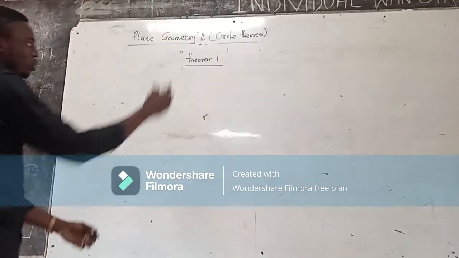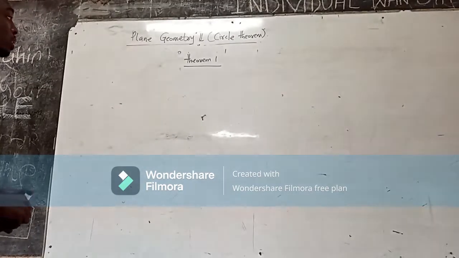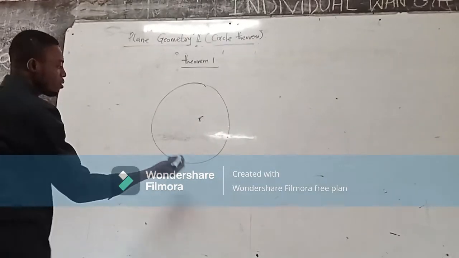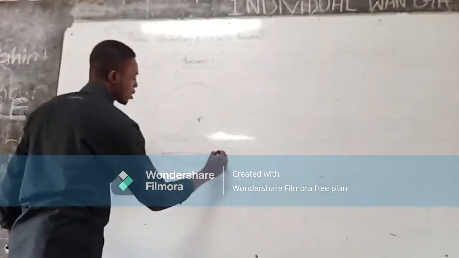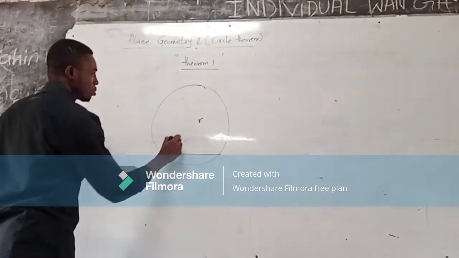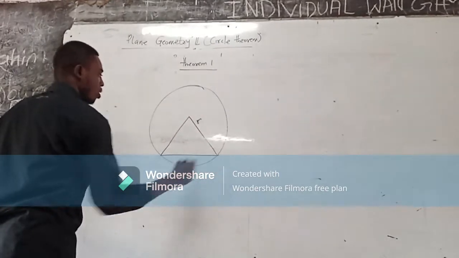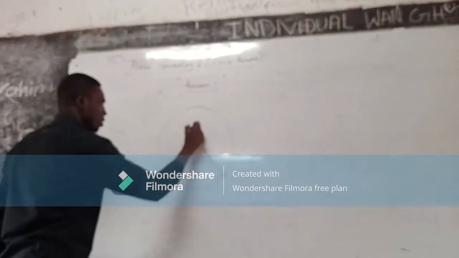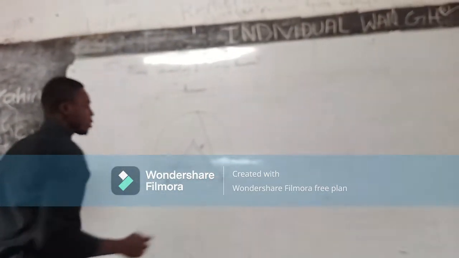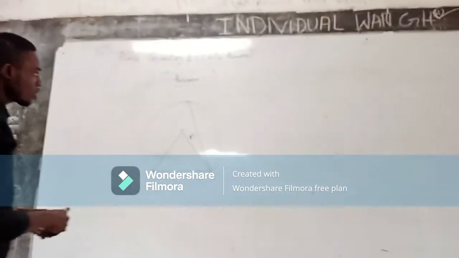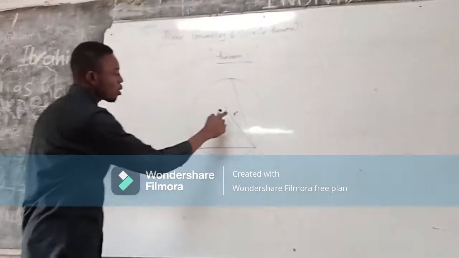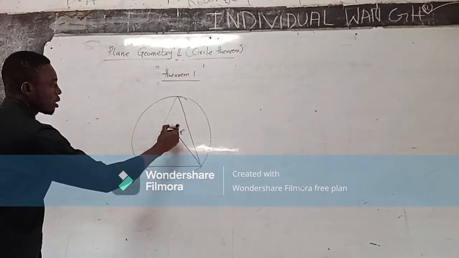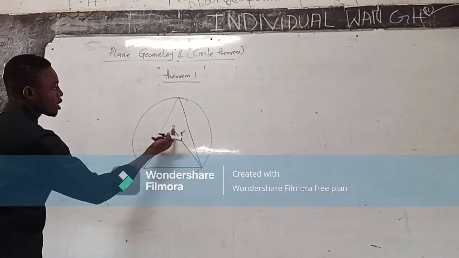Or we can call it property 1 or rule number 1. Rule number 1 is saying that if we have a chord, and the chord subtends an angle at the center of a circle, the same chord forms an angle at the circumference of the circle. So this angle that is formed here is twice this one.